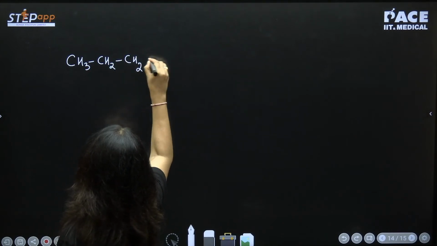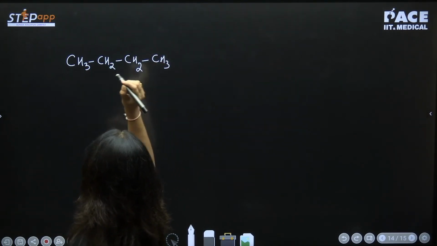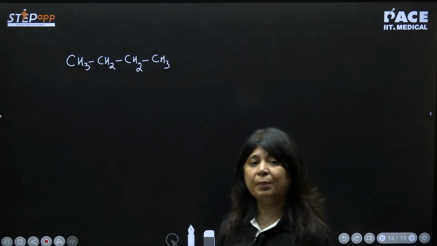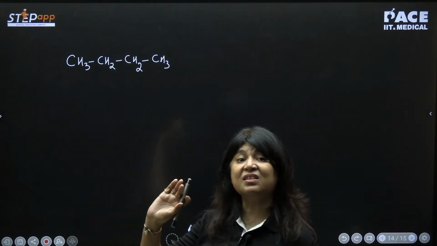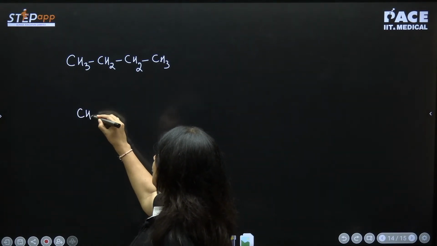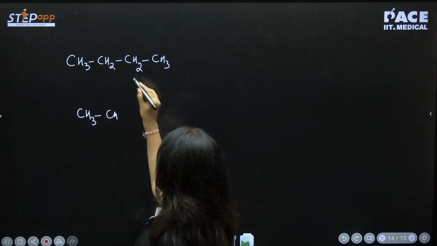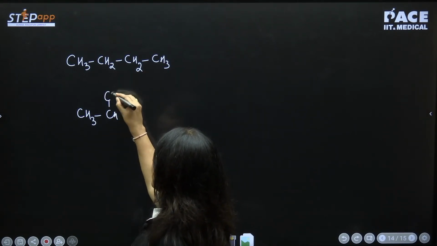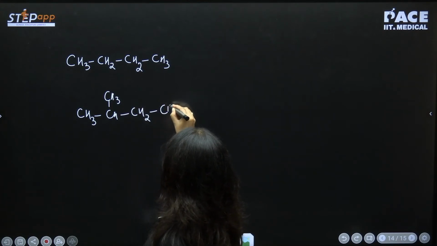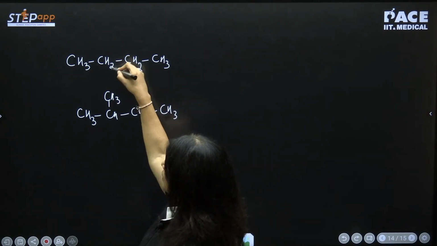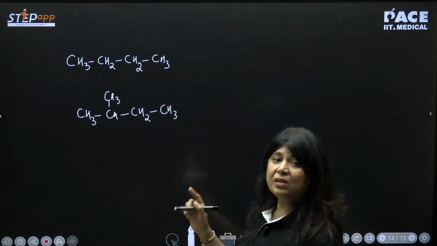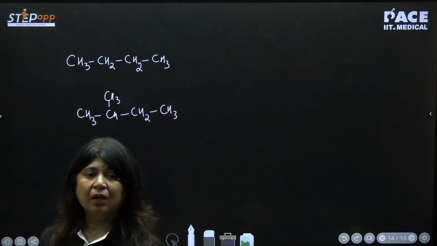Now this compound has a straight chain of 4 carbon atoms, which means it doesn't have any substituents. But in case one of the hydrogens from any of the middle carbons is replaced by one more carbon atom, what have I done here? I have replaced one of the hydrogens by a carbon atom. Now this has a substituent.